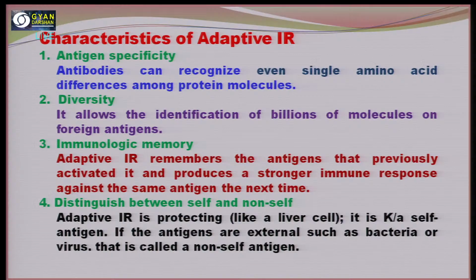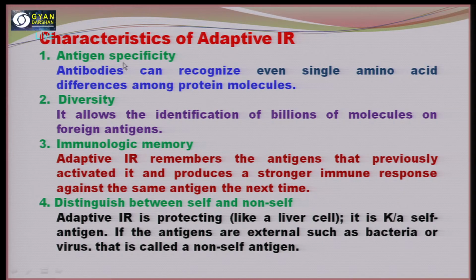What are the characteristics of adaptive immunity? I want to discuss one by one the various characteristics of adaptive immunity. One is antigenic specificity. Another is diversity, then immunological memory, and distinguishing between self and non-self. These are the characteristics of the adaptive immune response.